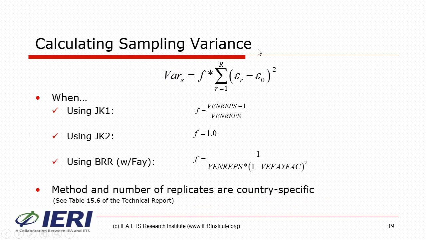Once we've done that, we accumulate the squared differences between the estimates using the entire sample and the replicate samples, and we multiply it by a factor f, which varies depending on which replication method we have used. Note that the method and number of replicates are country-specific. Table 15.6 in the technical report will indicate which variance replication method goes with which country.